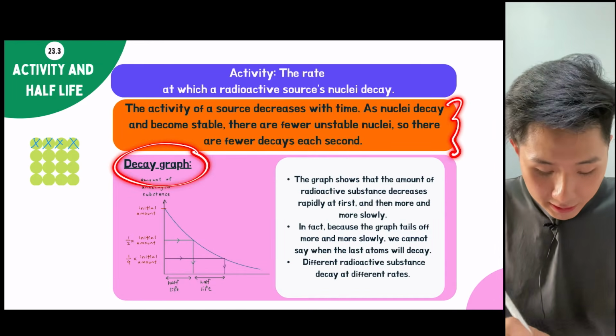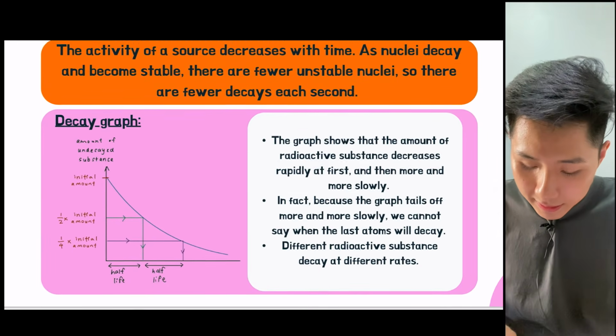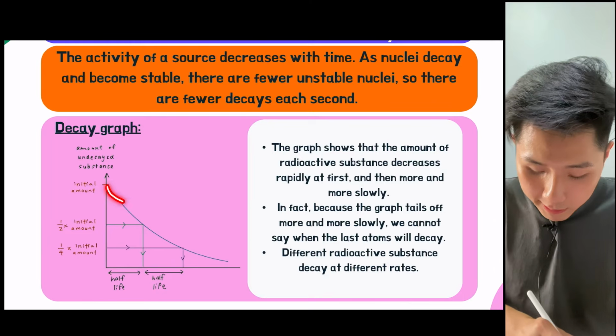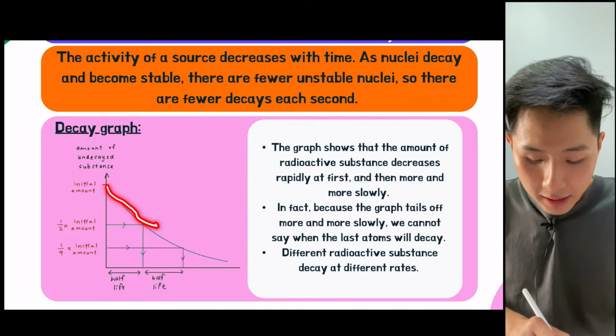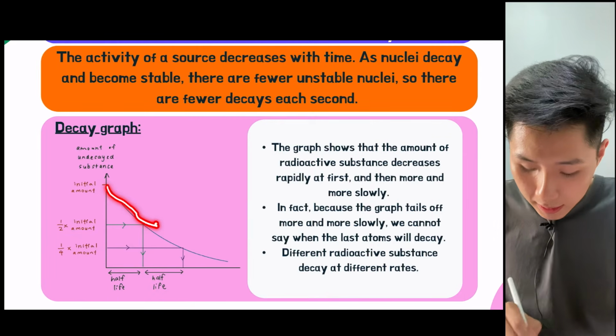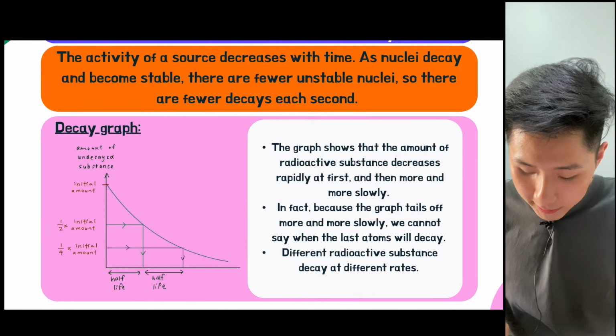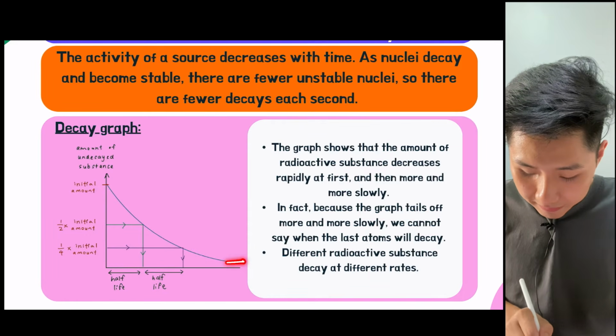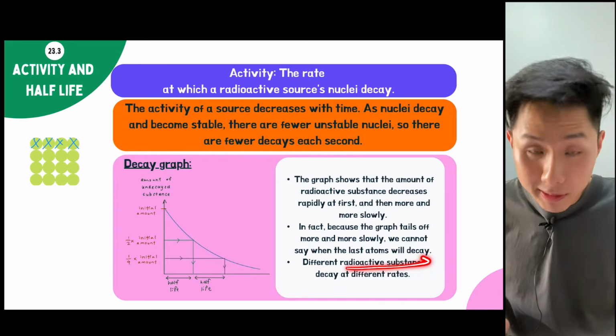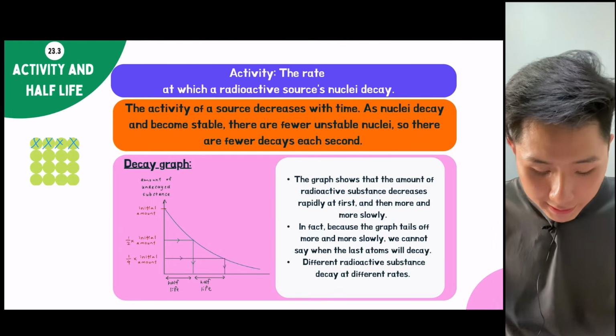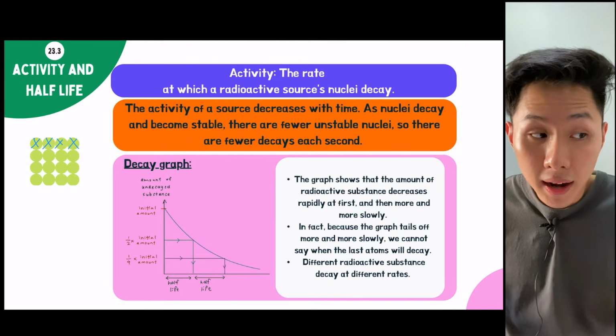In fact, when I have a decay graph, you can see that the graph shows that the amount of radioactive substance decreases rapidly at first, and then more and more slowly. In fact, the graph tails off slowly, more and more slowly. We cannot say when the last atom will decay. Different radioactive substances decay at different rates. But then how do we quantify how fast it is?